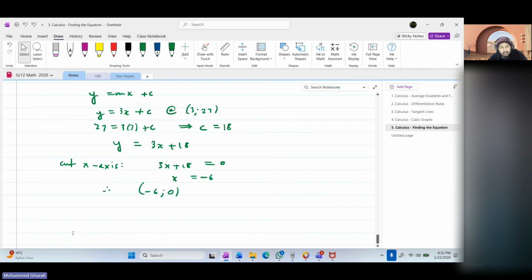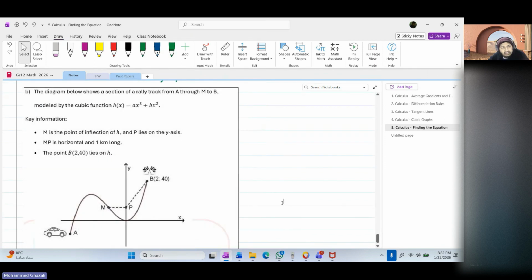So see what they're saying here. The diagram below shows a section of a rally track from A through M to B, modeled by the cubic function h of x equals ax cubed plus bx squared. M is a point of inflection.